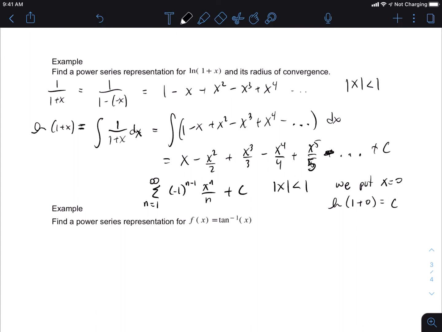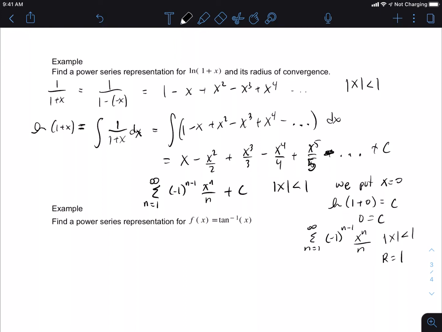And so ln of 1 is c, but ln of 1 is 0. So c is equal to 0. So the result is we get a function that's negative 1 to the n minus 1 x to the n over n with that radius of convergence of less than 1. And so we know that r is going to be 1 again, just like we had before, right? Because again, it's a geometric series and we can see that r is equal to 1, and that's our solution right there. Pretty cool stuff.